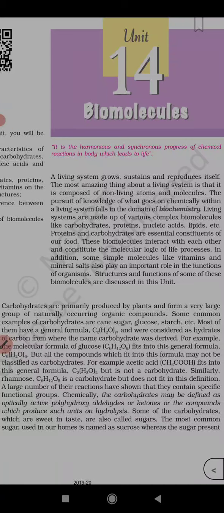So in this video we will be having NCERT audible, that is audible NCERT. This is the chapter of biomolecules of chemistry, unit 14, biomolecules. Let's start. We'll discuss every line of NCERT as well as the questions that come in the NCERT.